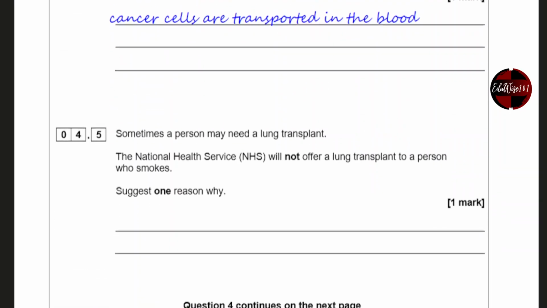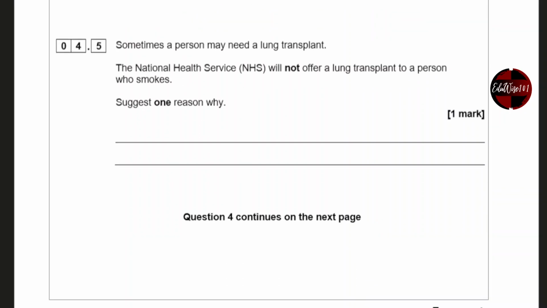That's the main answer. Sometimes a person may need a lung transplant. The National Health Service will not offer a lung transplant to a person who smokes. Suggest one reason why. Now, if you're a smoker, unless you give up smoking, it's going to be hard to get a lung transplant, because if you're given a second chance and you smoke again, you're still going to damage the new lung, right?